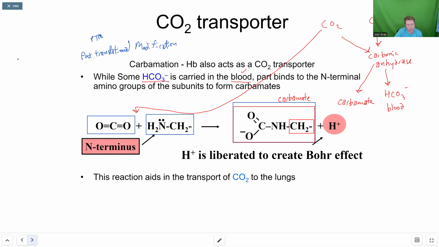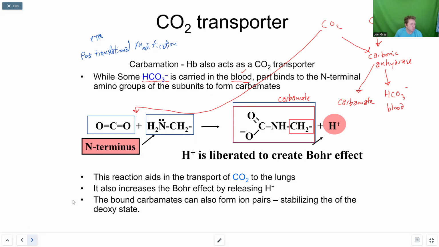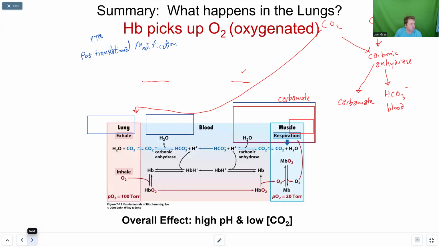Now, this reaction aids in the transport of CO2 to the lungs because ultimately, what's the fate of that HCO3 when it gets from the bloodstream all the way to the lungs? It's going to be converted back with carbonic anhydrase into CO2. So this also increases the Bohr effect by releasing hydrogen ions. So the bound carbamates can also form ion pairs, stabilizing the deoxy state of our protein.